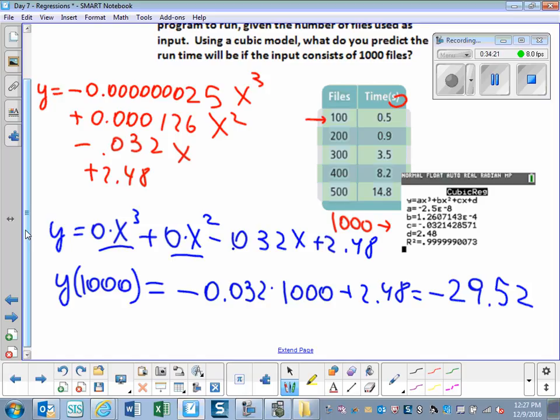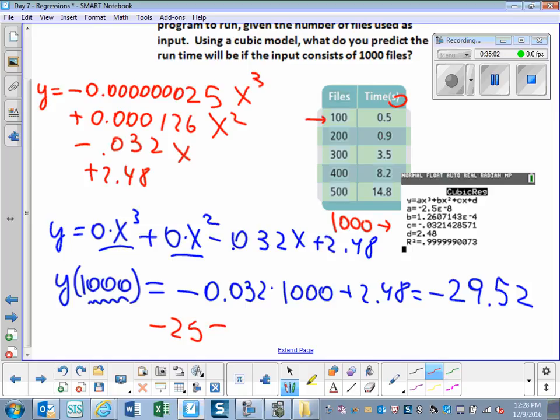So the third possibility, when you round it, did you round too much, right? You see how we said this is 0 and this is 0? But if you think about it, we are talking about 1,000 files. Your x is 1,000. If I take this x to the power of 3, it becomes 1,000 millions, right? I have 9 zeros in that. If I multiply 1,000 millions by this number, I will get negative 25. So if I use this model as is, I'll have negative 25.